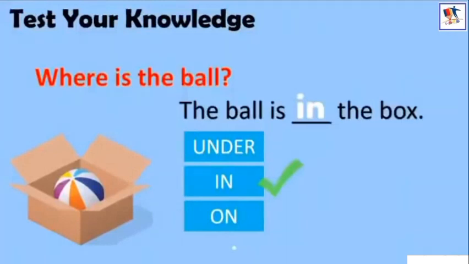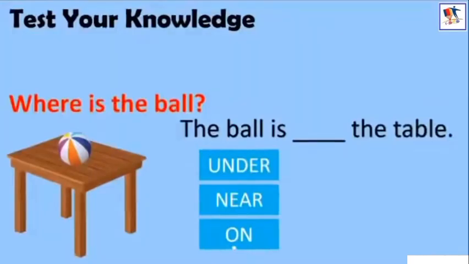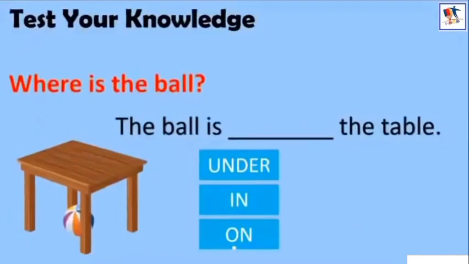Very good. Now let's do the next one. Where is the ball? The ball is dash the table. Under, near, on. Yes, the right answer is on. The ball is on the table. Next one. Where is the ball? The ball is dash the table. Under, in, on. It's under. The ball is under the table.